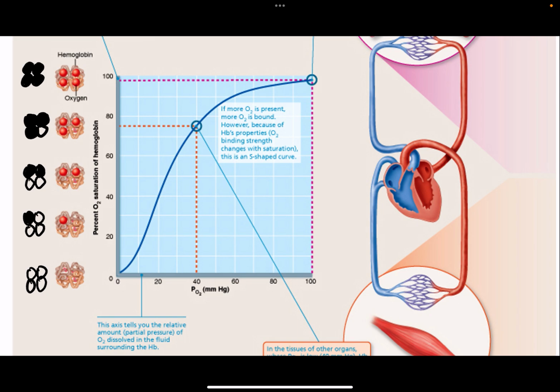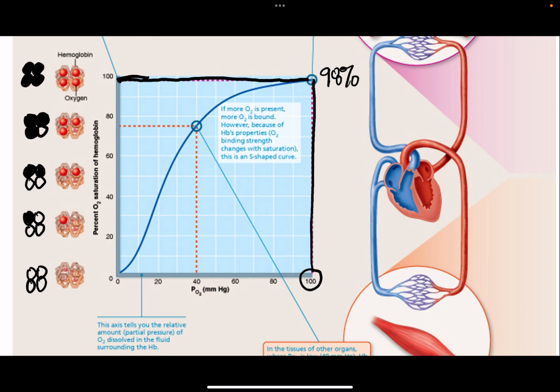Does that make sense? We don't usually reach 100% saturation. It's really hard to get our hemoglobin fully saturated like that. But in our freshly oxygenated blood, where we are at 100 millimeters of mercury of oxygen, if you were to follow that graph all the way up to where it meets the curve, 100 millimeters of mercury of oxygen equates to about 98% saturation.